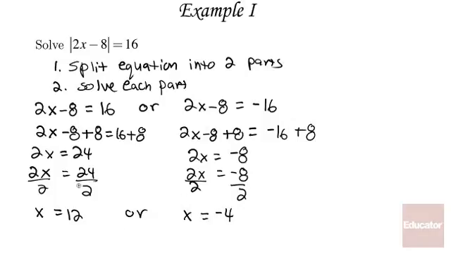And you could check that by plugging it in. If you plug 12 in here, you'd get 24 minus 8 is 16. And x equals negative 4 would give you negative 4 times 2 is negative 8, minus 8 is negative 16, and the absolute value of that also equals 16. So 24 minus 8, 16, absolute value of that is 16. Negative 4 also works. So again, simply split the equation into both parts and then solve each part.